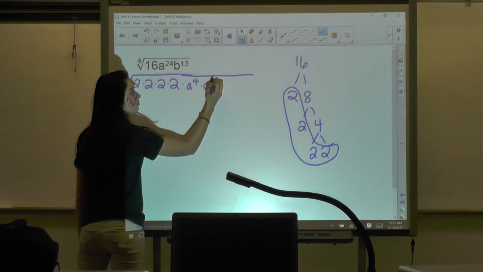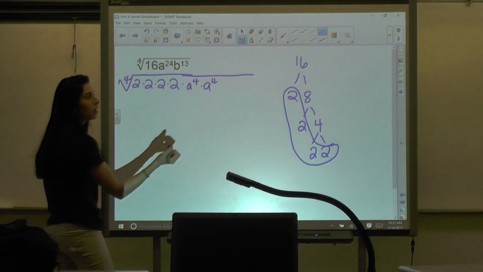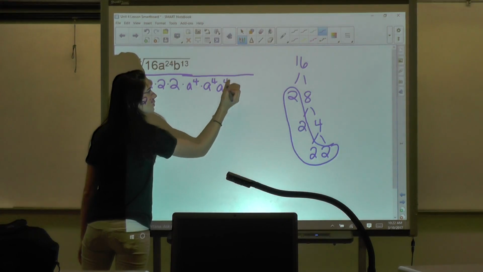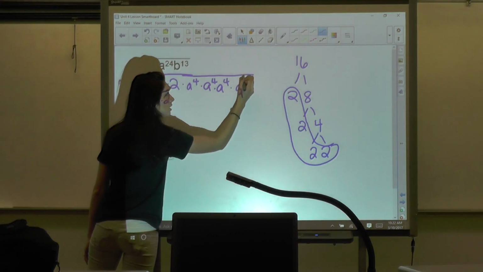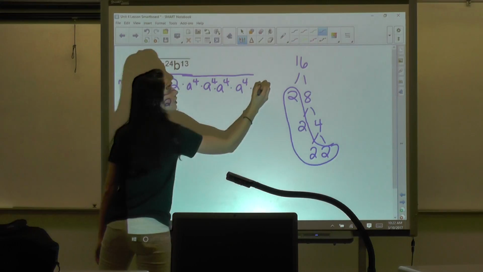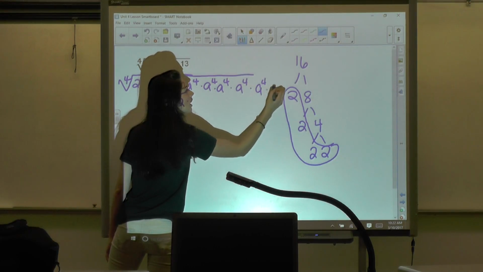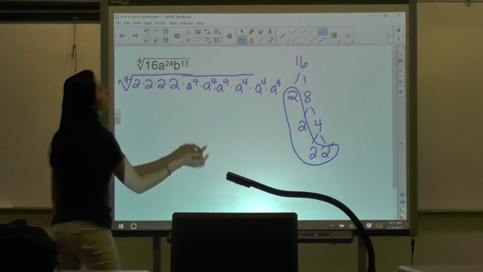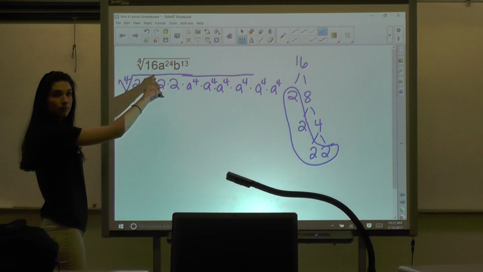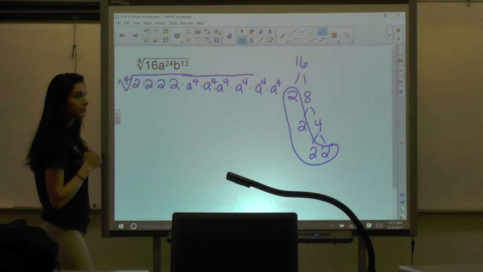Another a to the power 4 will give you how many? 8. Another a to the power 4 will give you how many? 12. Another a to the power 4, 16. Another a to the power 4, 20. Another a to the power 4, 24. That's what we needed, right? You needed 24.